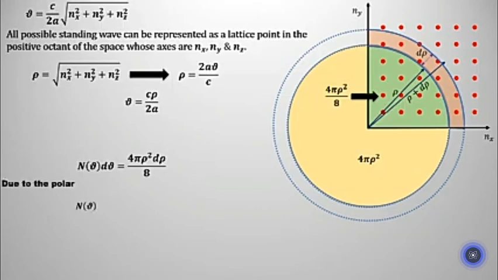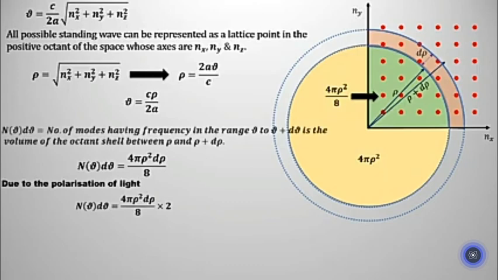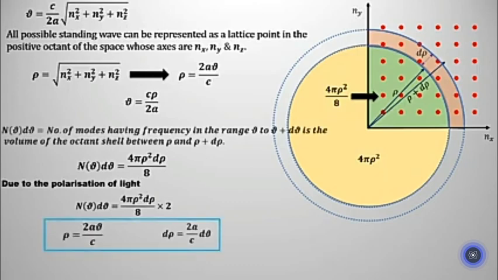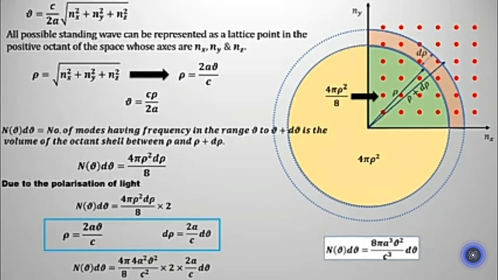As we know that each electromagnetic radiation has two polarizations, the total number of modes will be 4 pi rho square by 8 d rho into 2. This is denoted by n nu d nu, which represents the number of modes of the frequency nu in the frequency range d nu. Now let's find out the average energy corresponding to each mode.